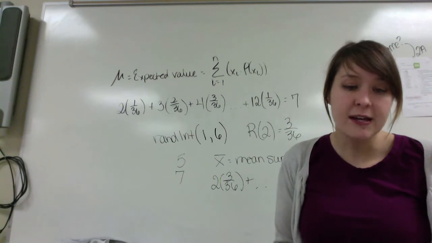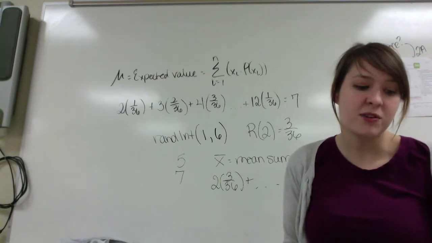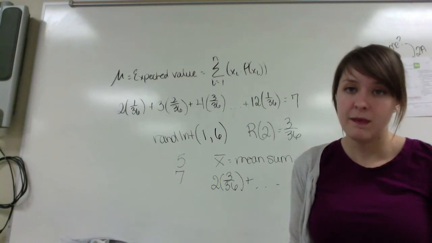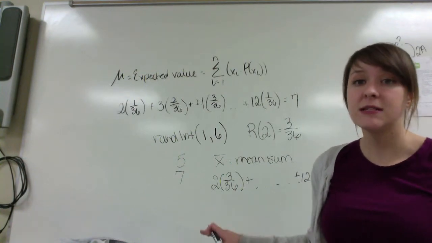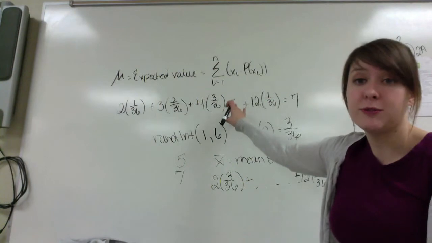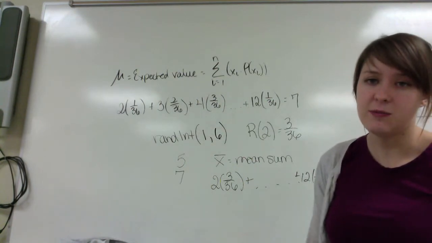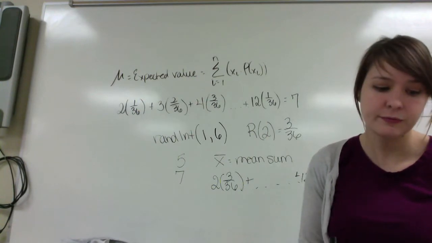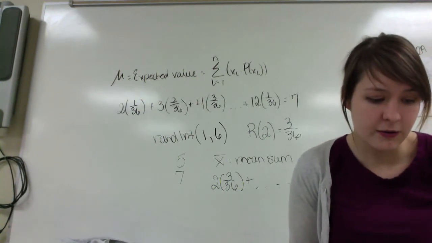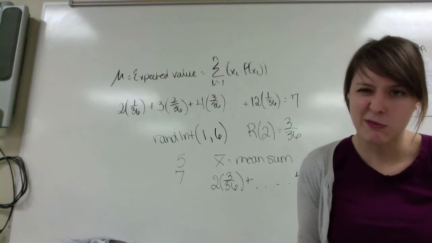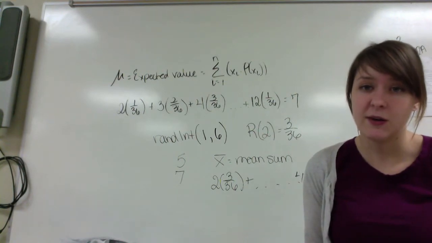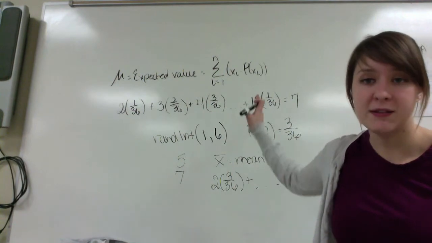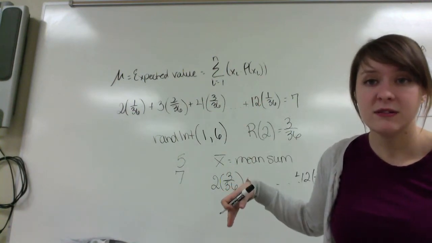And then the last thing we're going to do is find the percent error, which is x bar minus mu over mu. It's your mean sum minus your actual expected value, divided by your expected value, and that's going to give you how far off your experiment was. I'm not going to really show you how to do that because I hope you can figure it out. You just take your x bar value minus 7, divided by 7, and that'll give you your percent error.